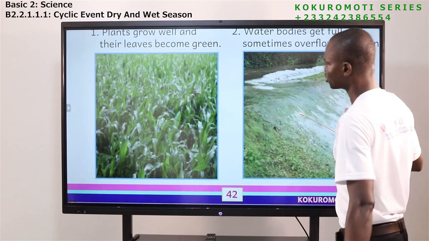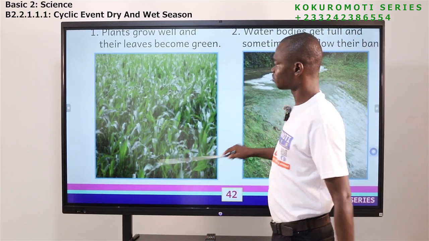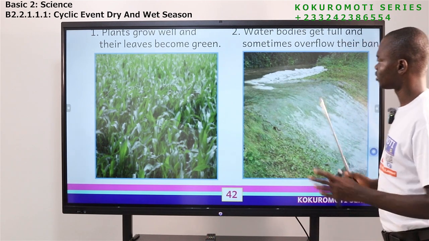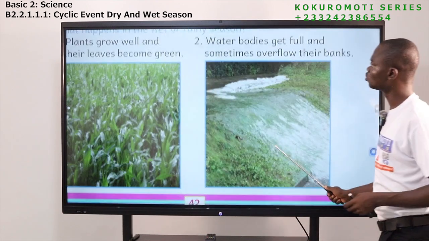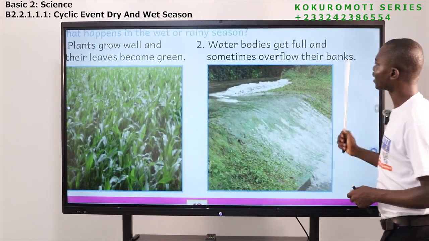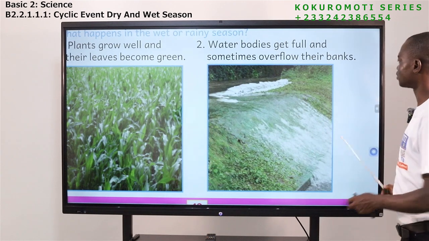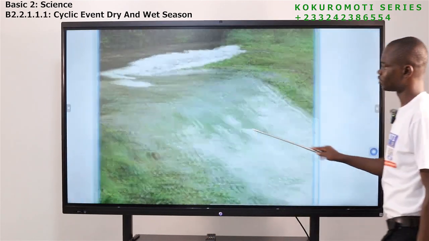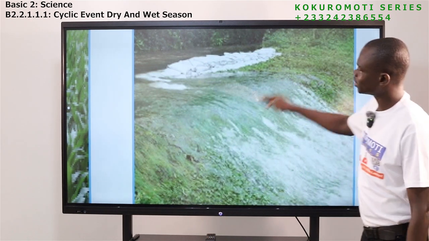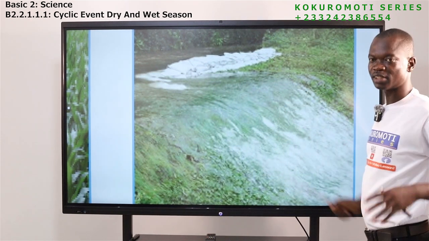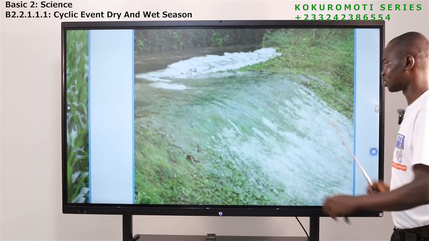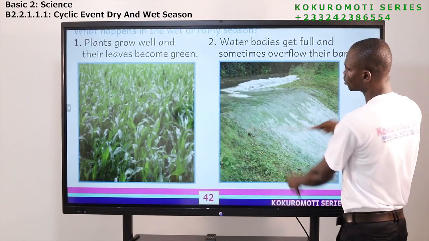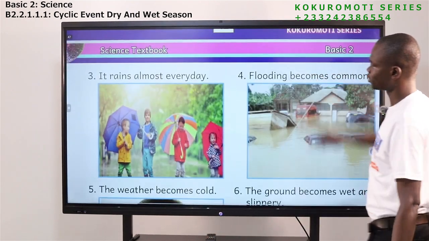So if you look at this picture, you can see this maize farm. Look at the leaves of the plants. Very, very green. Okay. Two, water bodies get full and sometimes overflow their boundaries. So let's look at this. During rainy season, the water bodies all become full and then they overflow. So that is another thing that we experience or we see.